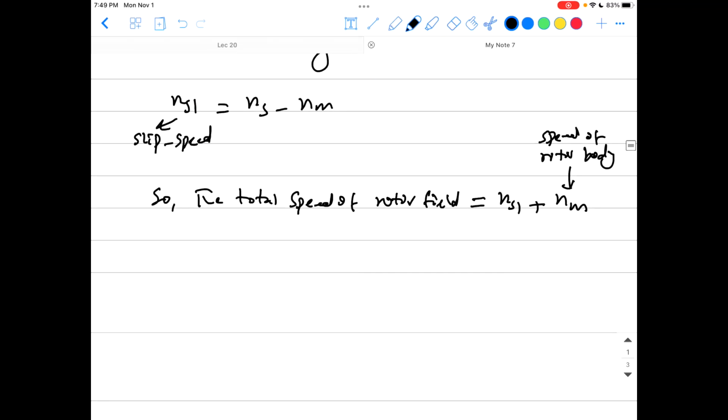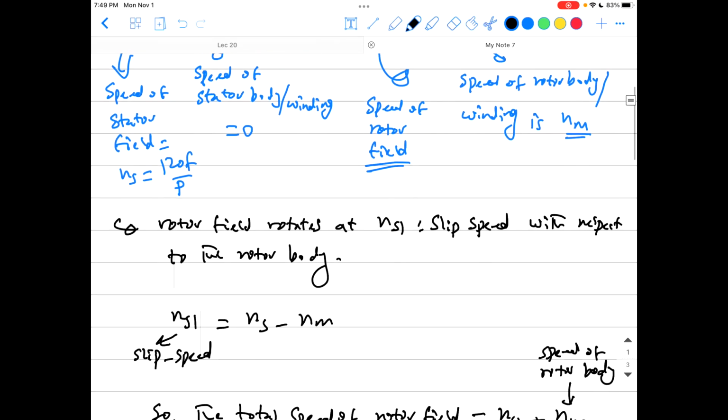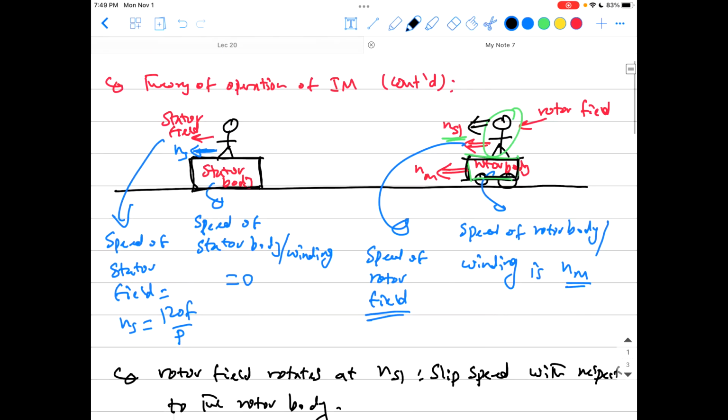That's why this equals Ns, because N slip equals Ns minus Nm. So by substitution, this will give you the synchronous speed, the same as the stator field speed. Like we said before, the two fields, the rotor field and the stator field, are coupled together and running at the same speed, but the rotor body runs at a lesser speed. So when I ask you how much the speed of the rotor field is, you just answer that it is the synchronous speed, Ns, the same as the stator field speed.